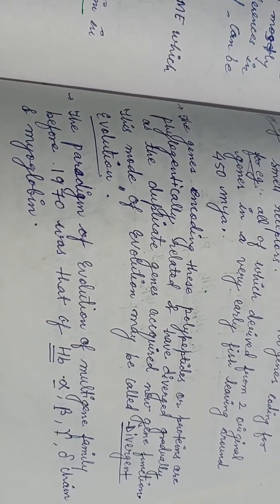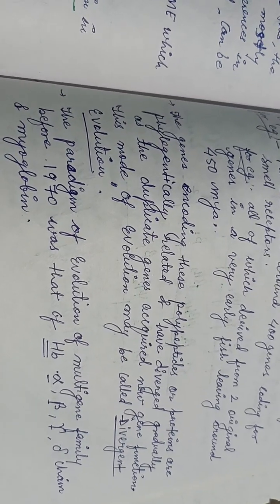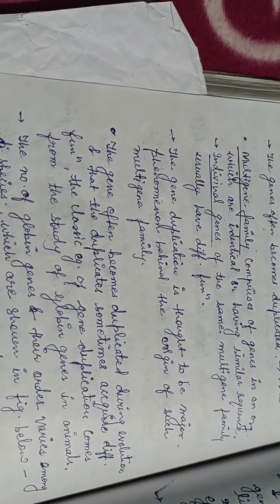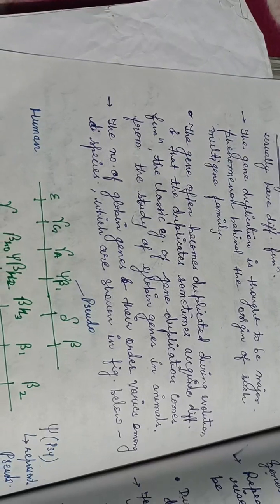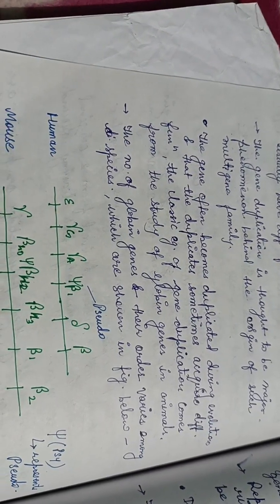The paradigm of the evolution of multigene families before 1970 was that of hemoglobin, the alpha, beta, gamma, delta chains, and myoglobin. So, a multigene family comprises genes in an organism which are identical or have similar sequences, while the individual genes of the same multigene family usually have different functions. Genes often become duplicated during evolution, and duplicate genes sometimes acquire different functions.